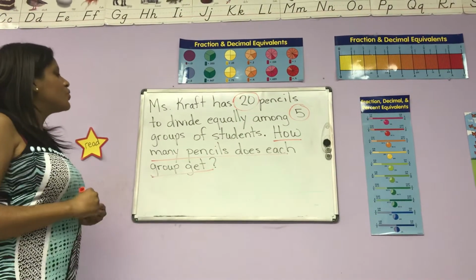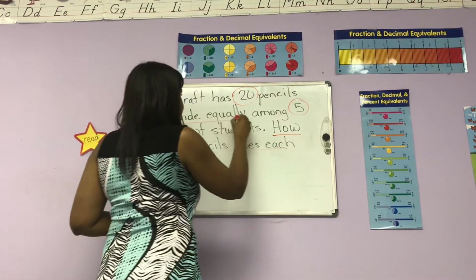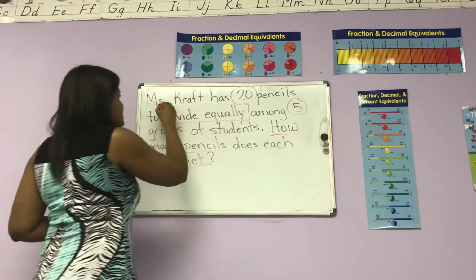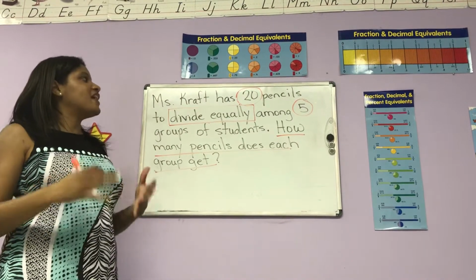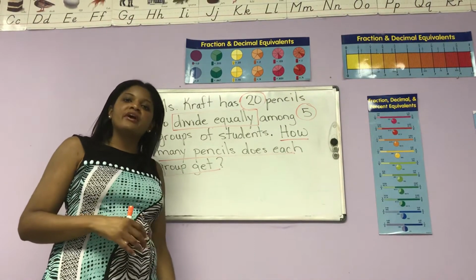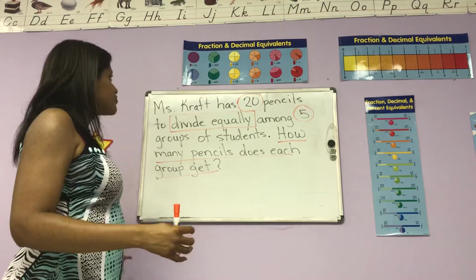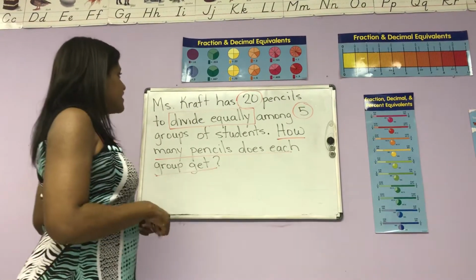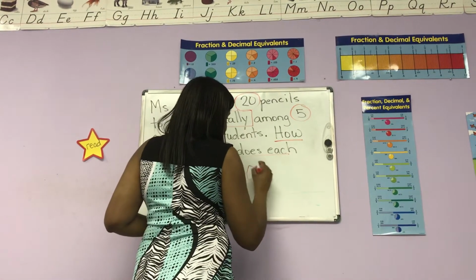All right, so sometimes in a word problem, we're lucky, it tells us what we need to do. It says that she has 20 pencils that she's going to divide equally among 5 groups of students. I have another video where we look at different ways we can divide, the different types of models that you can use to divide. But for today, we are just going to use our basic fact family.